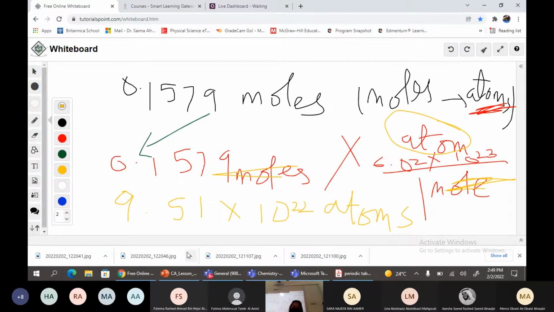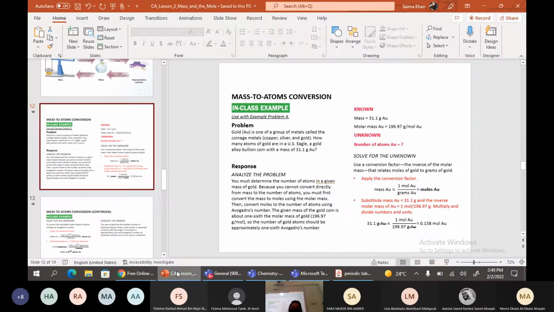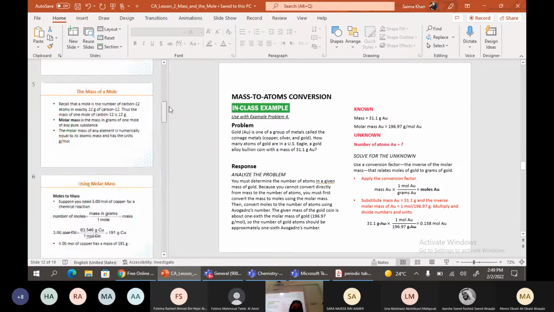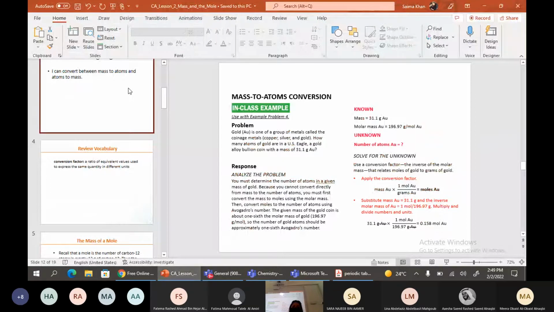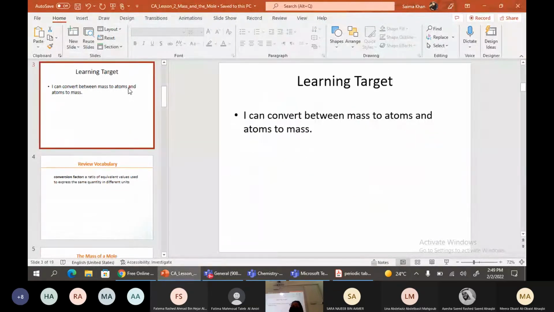So what did we study? What was the learning target? We learned how to convert mass to atoms. So you have to keep in mind, if in the exam the question is you have grams and you need atoms, there is no direct way. You need a middle person. The middle person is moles, the helping person, which takes you to the atoms. So first you take moles and then you convert moles to atoms, okay?